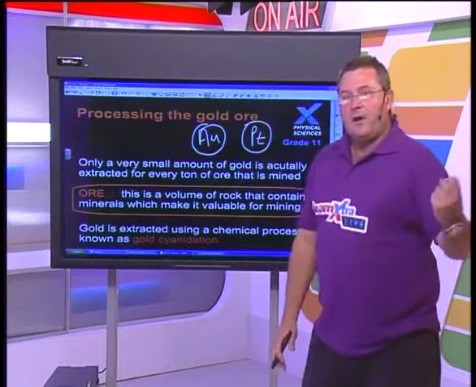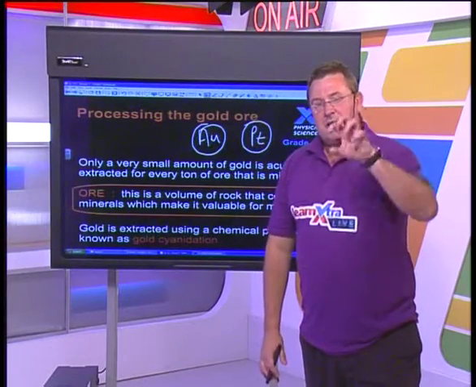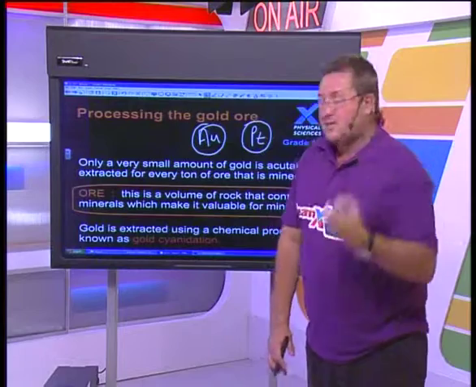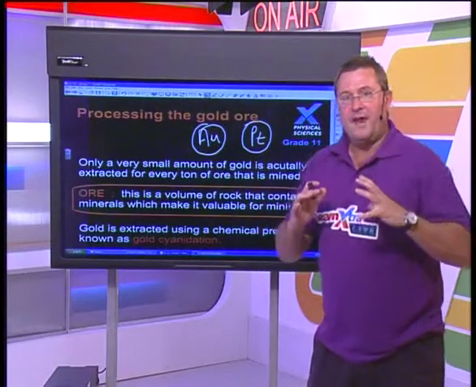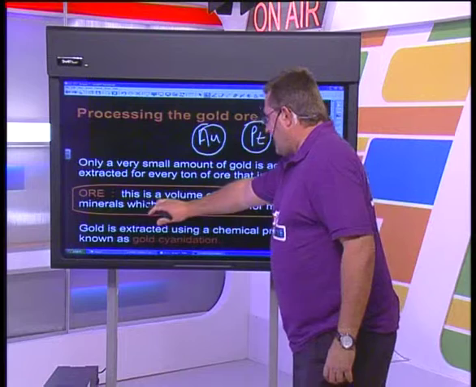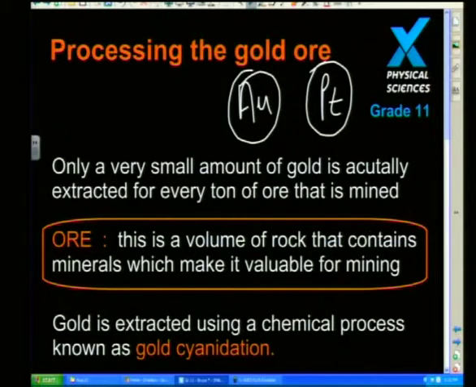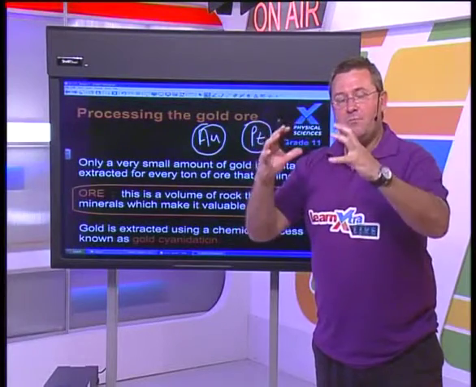Bruce, let's carry on. Okay, guys, so what we're going to have a look at, we've spoken a lot about the gold mining. Now, I'm going to spend a little bit of time talking about how we process what we call the gold ore. Now, what I've introduced here is the term ore, and we speak about ore quite a bit, and you can speak about gold ore, you can speak about iron ore, you can speak about copper ore. But what do we mean by ore? This is quite important, so I would take note of this. This is the volume of rock that contains minerals which make it valuable for mining. So when we talk about a certain amount of ore, we're talking about a certain volume of rock.